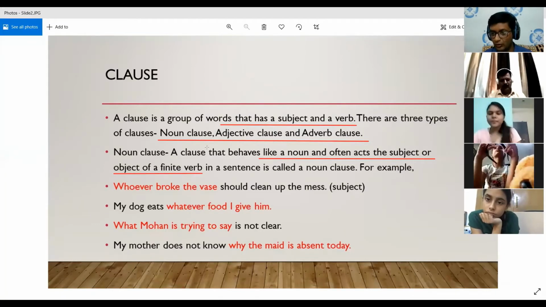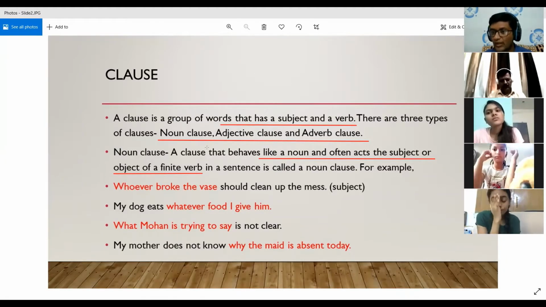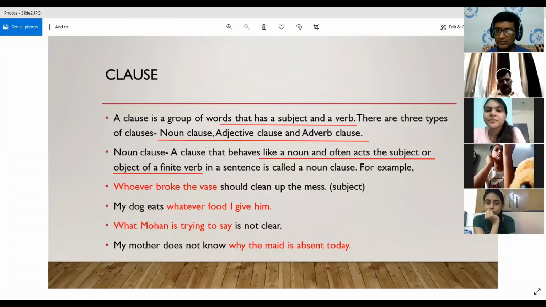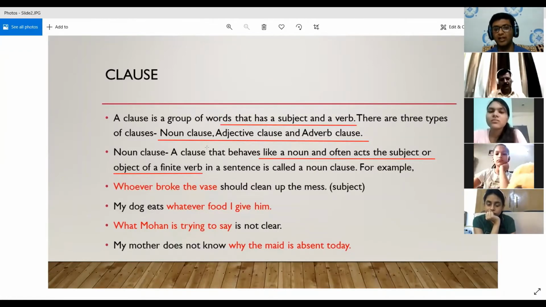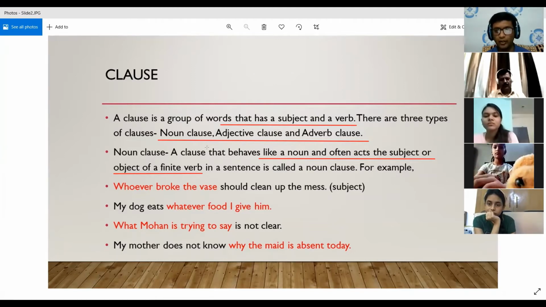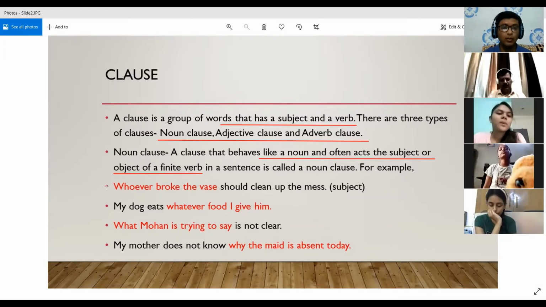And when the subject or the noun was in plural, then what happened? The verb was also plural. We removed S from the verb. So finite verbs are those verbs that depend upon the subject. If the subject is singular or the subject is plural, they also change accordingly. So a noun clause is one where a group of words starts acting as a noun for a finite verb. For examples, let's see the examples now.